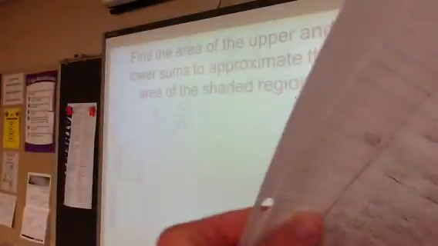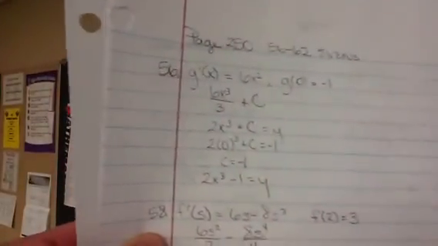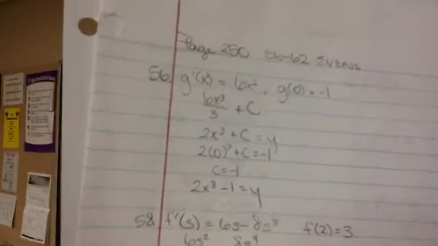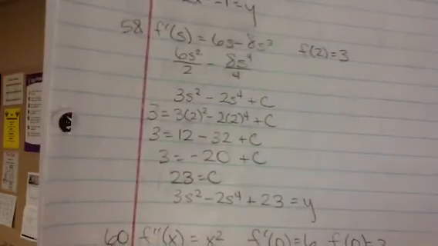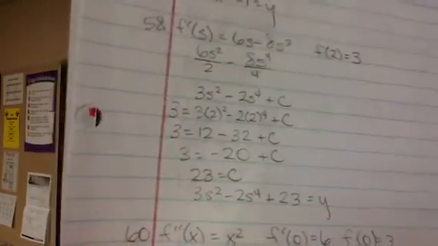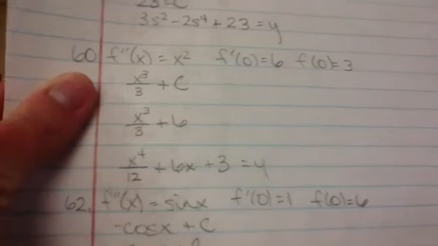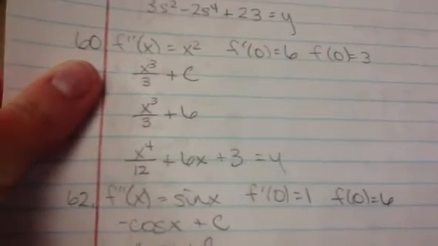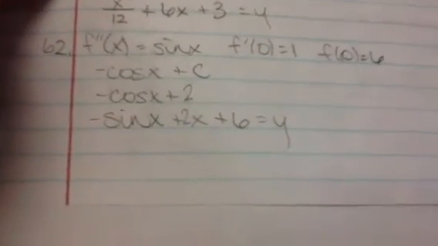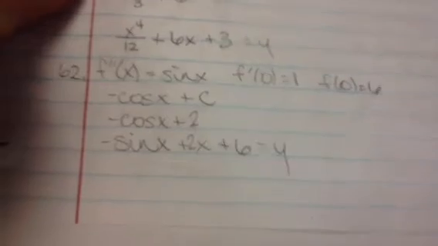For your homework, number 56, you should have got 2x cubed minus 1. For 58, you should have got 3s squared minus 2s to the fourth plus 23. For number 60, you should have got 1/12 x to the fourth plus 6x plus 3. For 62, you should have got negative sine plus 2x plus 6.